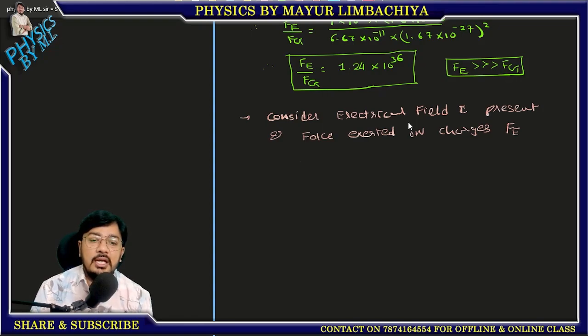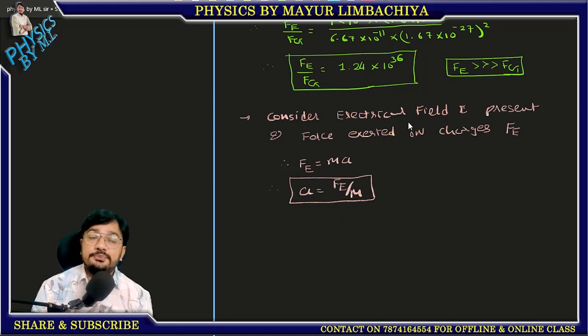Then Fe is equal to m into a. Why? As per Newton's second law. So here Newton's second law is used. F is equal to ma. Then a can be written as Fe by m. So dear students, we will use this formula to find out the acceleration of electron and proton.